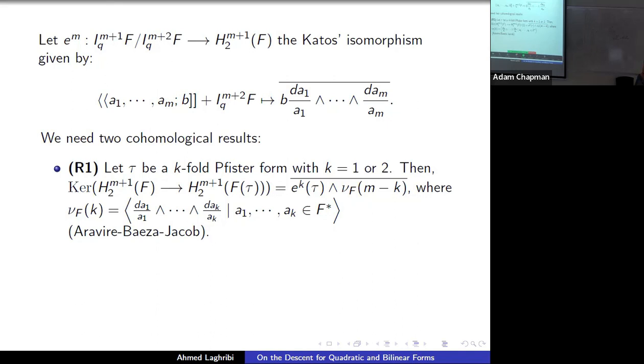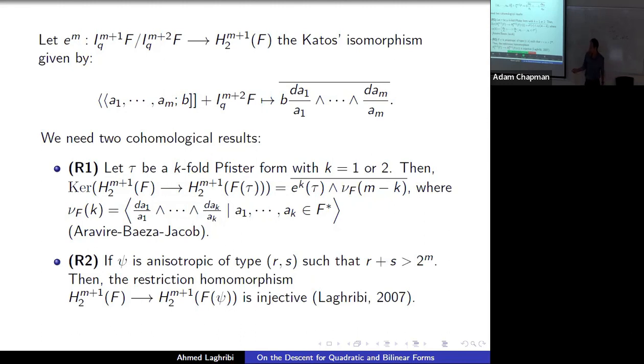And we send it, we take the wedge nu fm minus 1. And this group, what is this group? It is the bilinear part here. This group, mu fk, is just the additive group generated by this delox. Okay, this is due to Aravere and Baeza for k is 1, and due to Aravere and Jacob for k is 2. And for k at least 3, we don't know. It's still open this way.